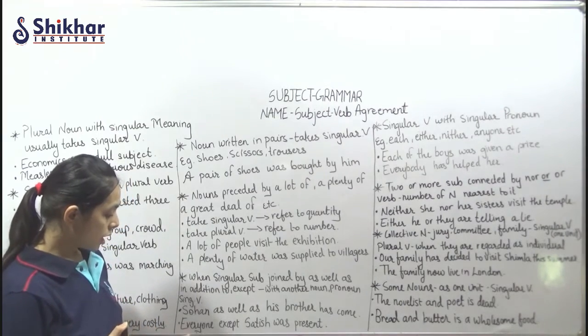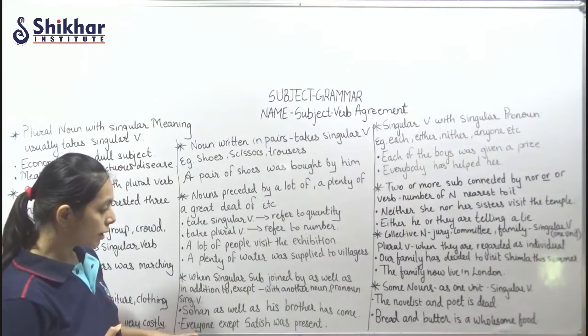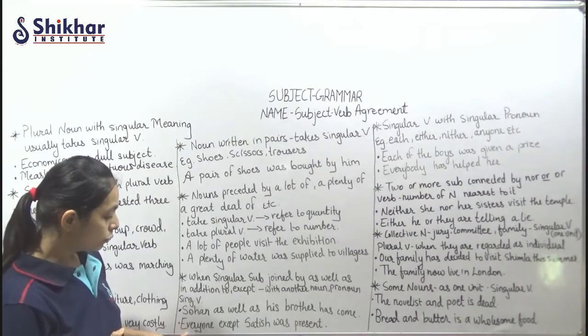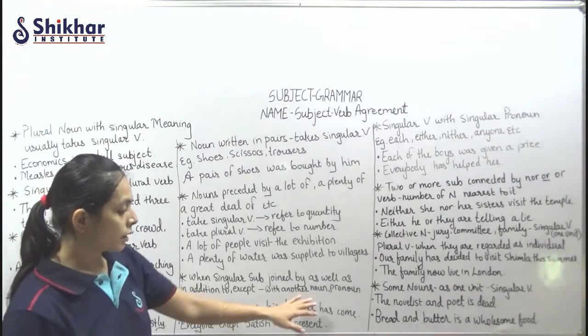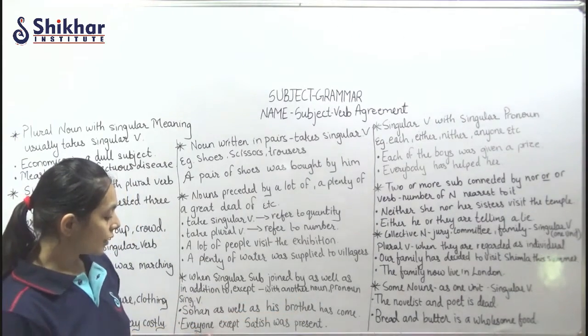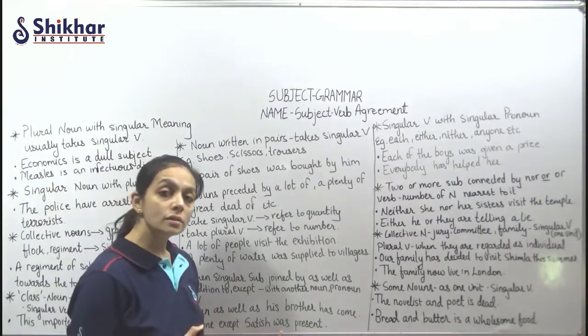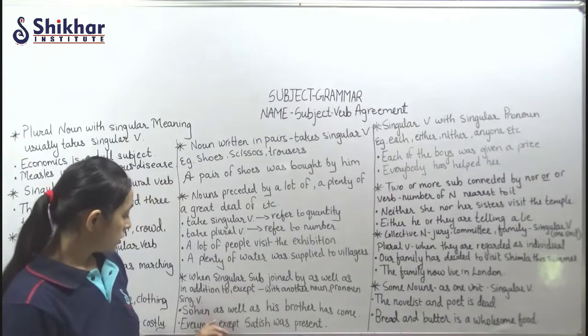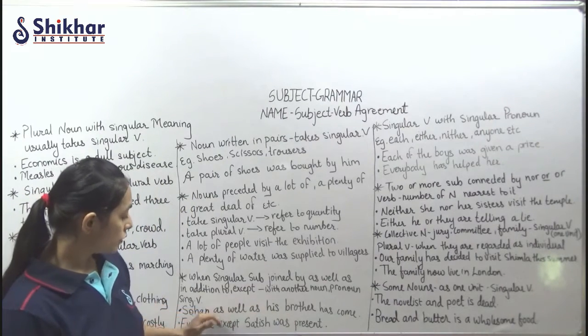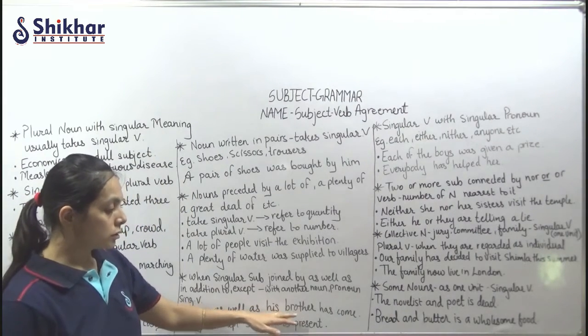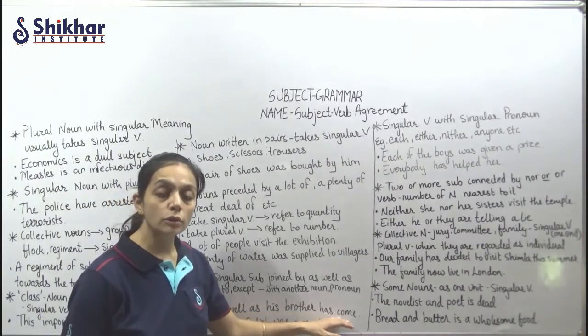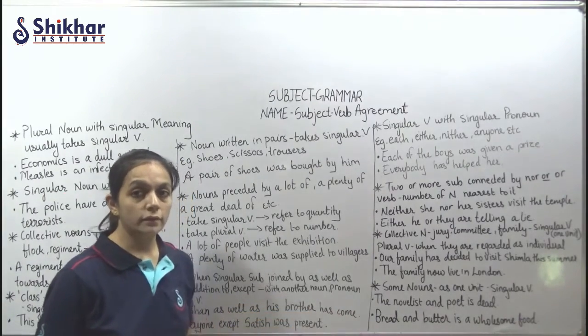So here, even though we are talking about a plural noun, meaning another noun is connected with it by except or as well as, we are going to use the singular verb, right? Here Sohan and his brother. So we are talking about 2 persons, but we are going to take a singular verb that way.